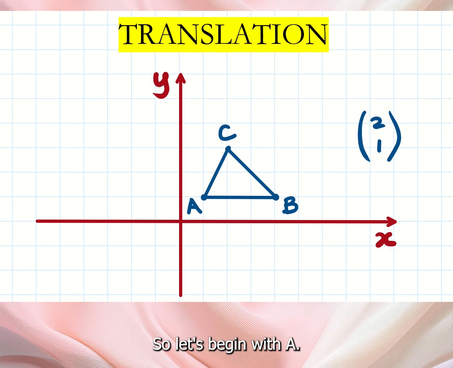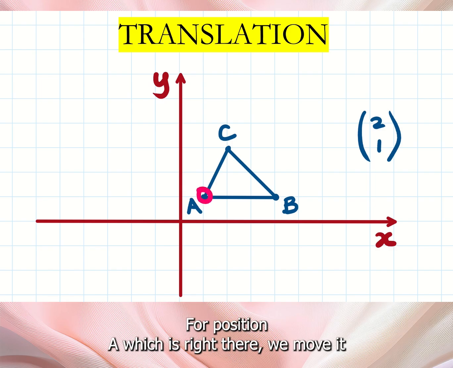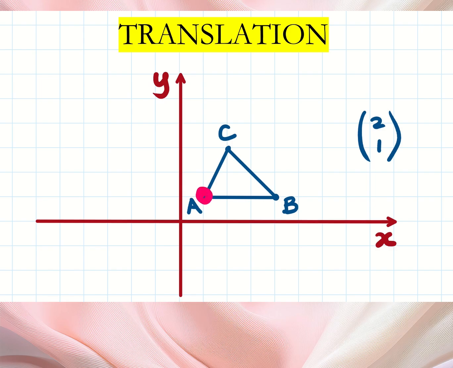So let's begin with A. For position A, which is right there, we move it 2 units to the right, 1, 2, and then 1 unit upwards. 1, 2, and then 1. So that means our new A is here. We're going to call it A prime. Let me just put it below here.